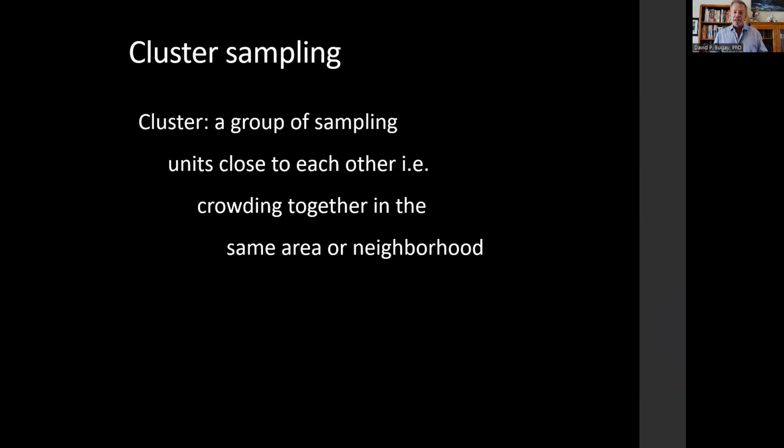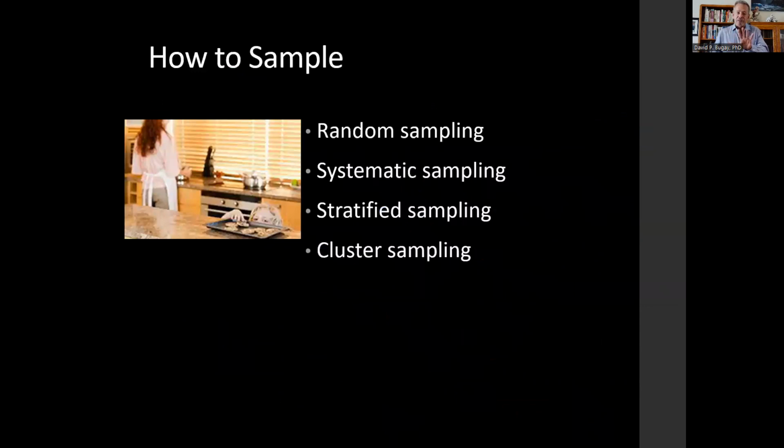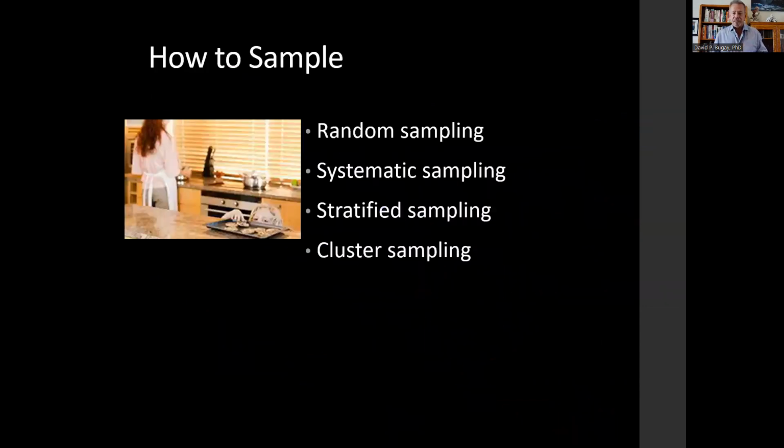Cluster sampling. Get a group of units close to each other. They're crowded together in the same area or neighborhood. Look at this one. Okay, there's so much going on over here. You want to have your different sections, and you just randomly go. You grab clusters and you sample the clusters when you're out there. So it depends how you want to do it. You can sit down and have cluster sampling if you choose to do that.